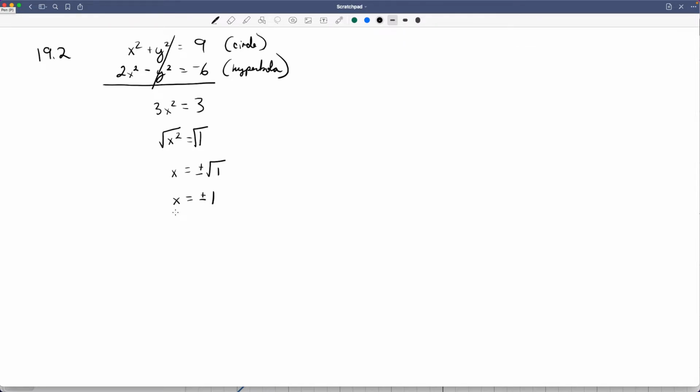So let's solve for y using that. Let's just use the x squared plus y squared because that's easy. So let's do positive 1 first. So 1 times 1 is positive 1, right? That's what we're doing, positive 1. 1 plus y squared is equal to 9. When I subtract 1 from both sides, y squared is equal to 8. When I unsquare, y is equal to the square root of 8, which factors into 2 times 2 times 2. So that's going to be plus or minus 2 times the square root of 2.